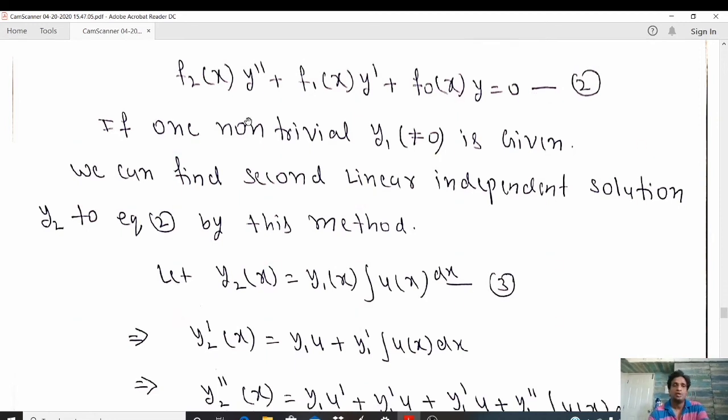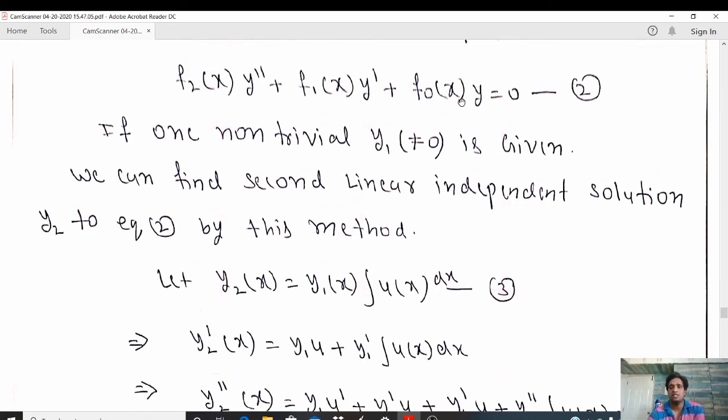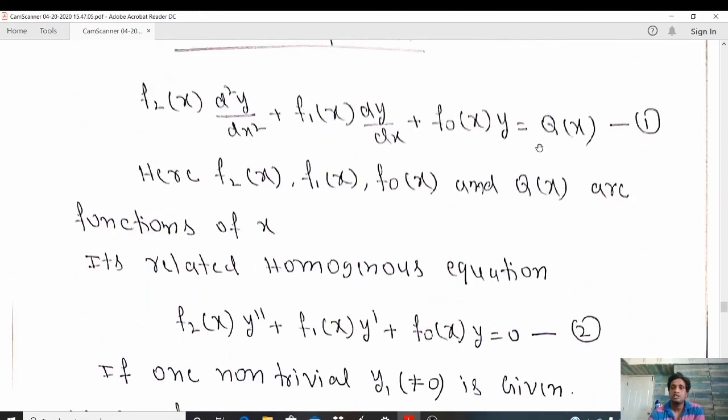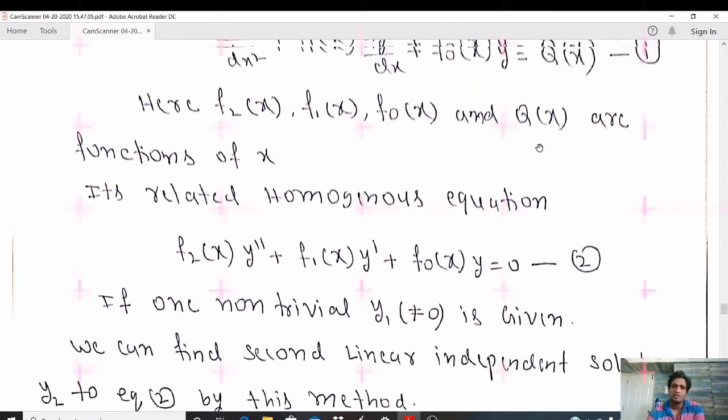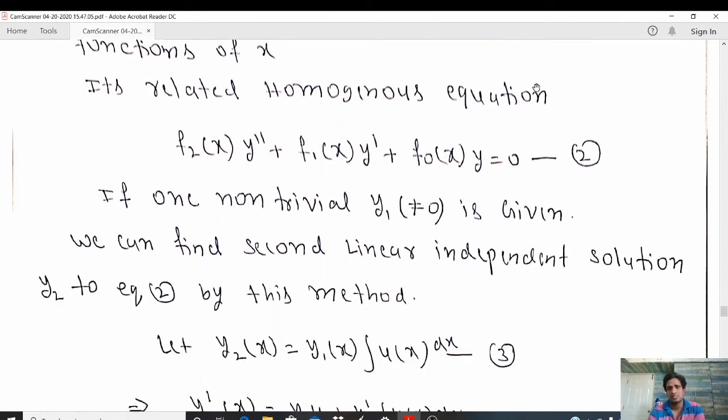That's it. So in the problem, they are giving one non-trivial solution. Trivial means 0; we assume 0 is also a solution, but we are not considering 0 here. So one non-trivial solution other than 0 is given, and we can find a second linearly independent solution y2 to equation 2. That means we are finding the solution to the homogeneous differential equation here, not for the original one. The original one means the one equal to q of x, not this one. We can also find a solution for that one in another way. Those types of problems we also discuss here.